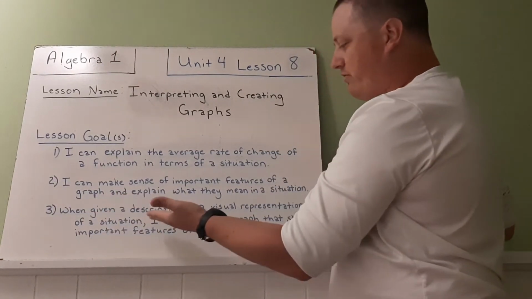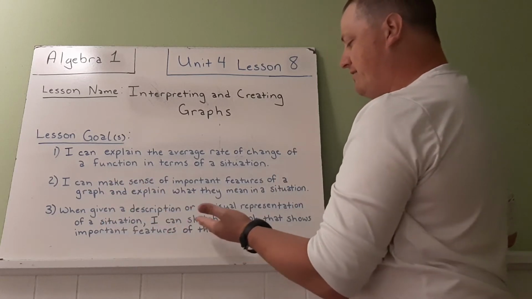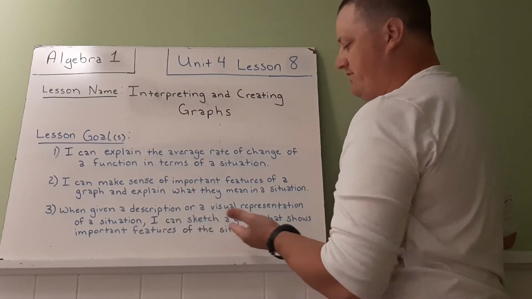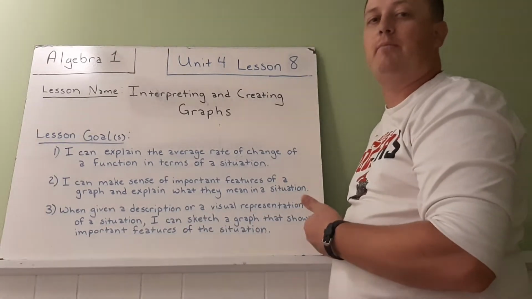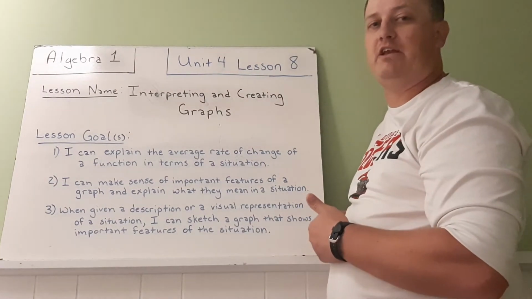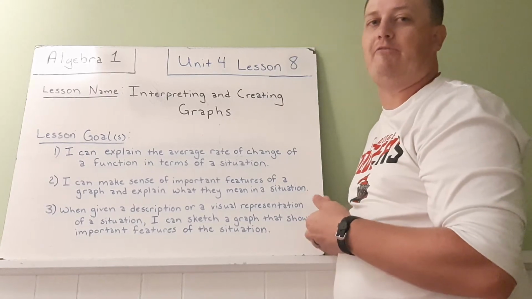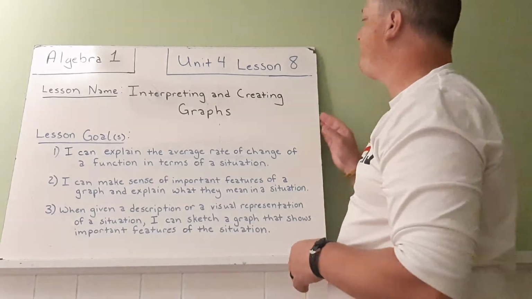When given a description or a visual representation of a situation, I can sketch a graph that shows important features of the situation. So when we're given information, we should be able to pick out what some important features would be, and then we can give a rough idea of what that graph would look like based off of the information we have.